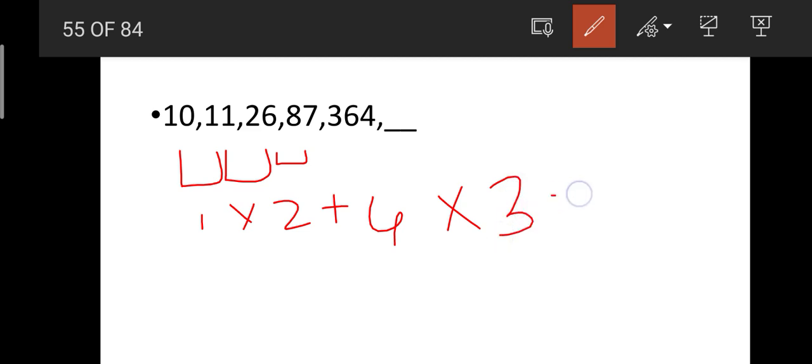Okay friends, once observe here. To this they have added 1, and for 11 to become 26, it should be multiplied with 2 and they have added plus 4. Okay, 11 twos are 22 plus 4, it becomes 26. And for 26 to become 87, it should be multiplied with 3 and then they should add plus 9. I hope by this time you understood the logic.